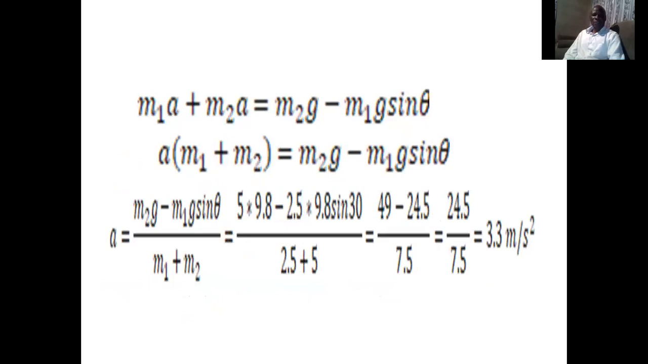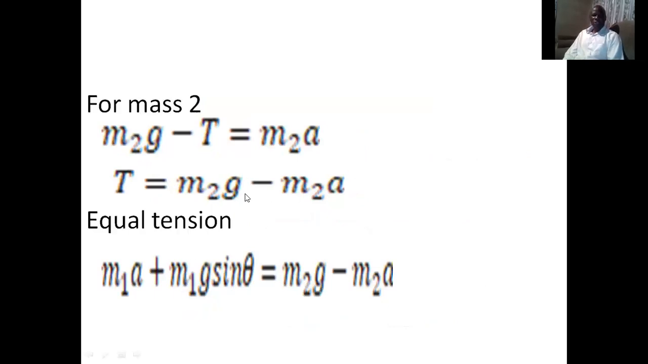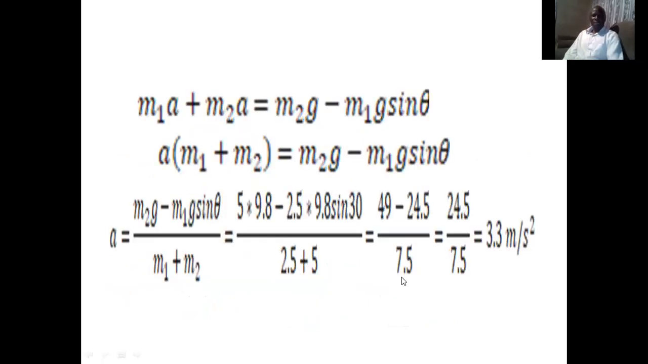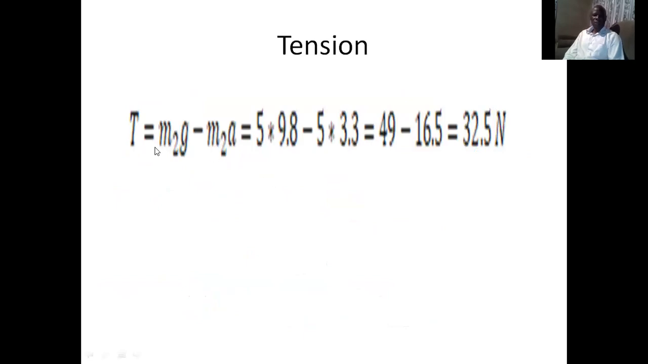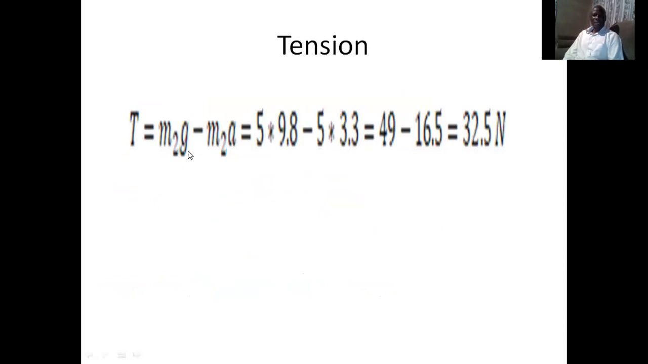The other part of the question asks us to find the tension. So for the tension, since we made T the subject of the formula, we found that T can give us this first equation, and also T can give us this second equation. So we merely substitute our acceleration in one of these equations. Now, on our part, we have chosen equation number 2, which is T is equal to m2g minus m2a, which is actually this equation here. And so here we merely now substitute what is given here. We know that the mass is 5 kg and the acceleration due to gravity is equal to 9.8, minus 5 kg times 3.3. And this gives us 32.5 newtons.